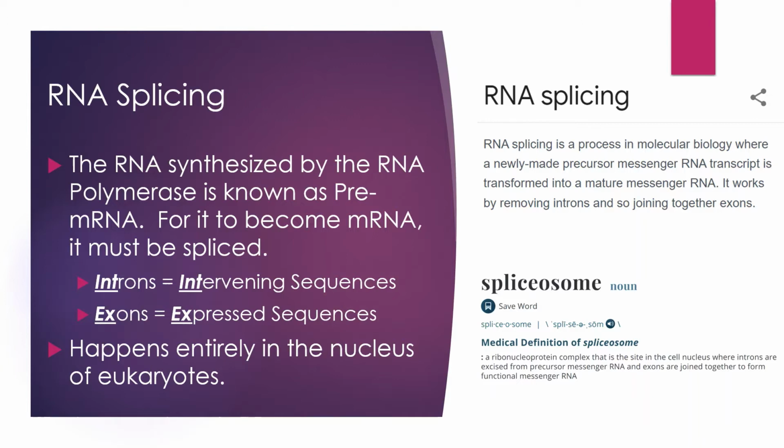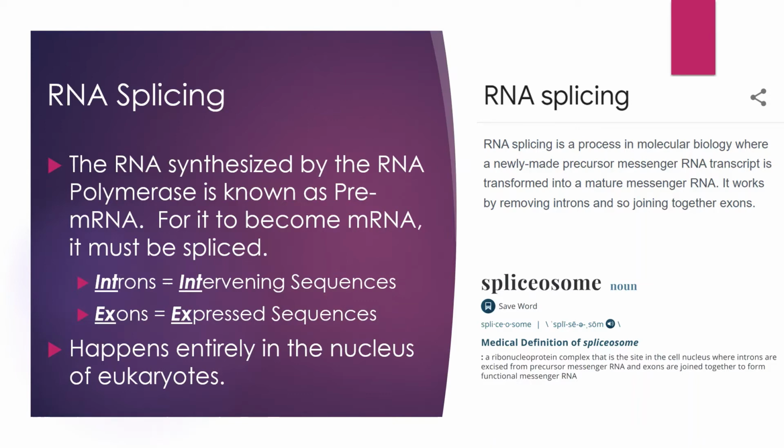Introns mean intervening sequences and exons mean expressed sequences. So you only want the expressed sequences, you don't want any of the intervening sequences. This is how you can properly make a protein, which is going to be properly expressing whatever the gene is coding for in the DNA.